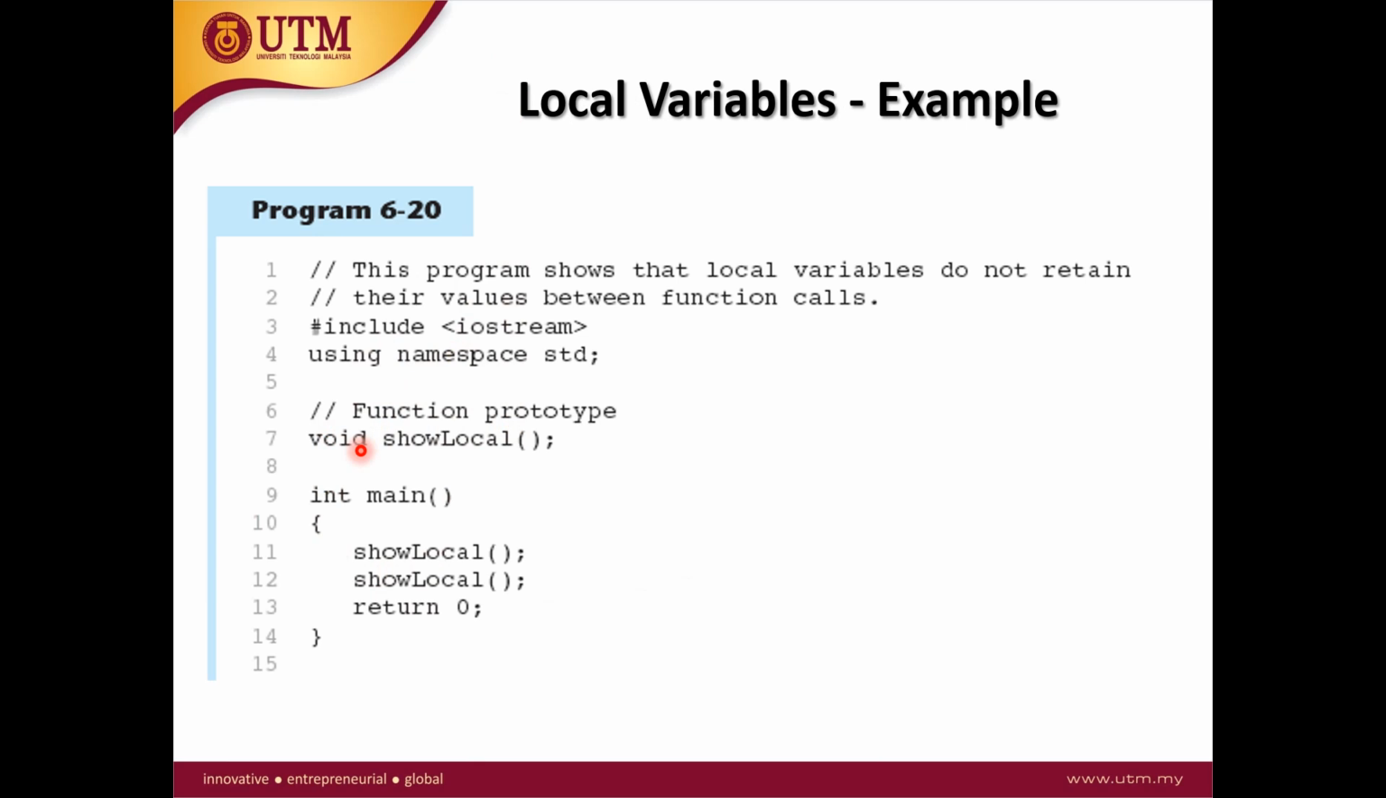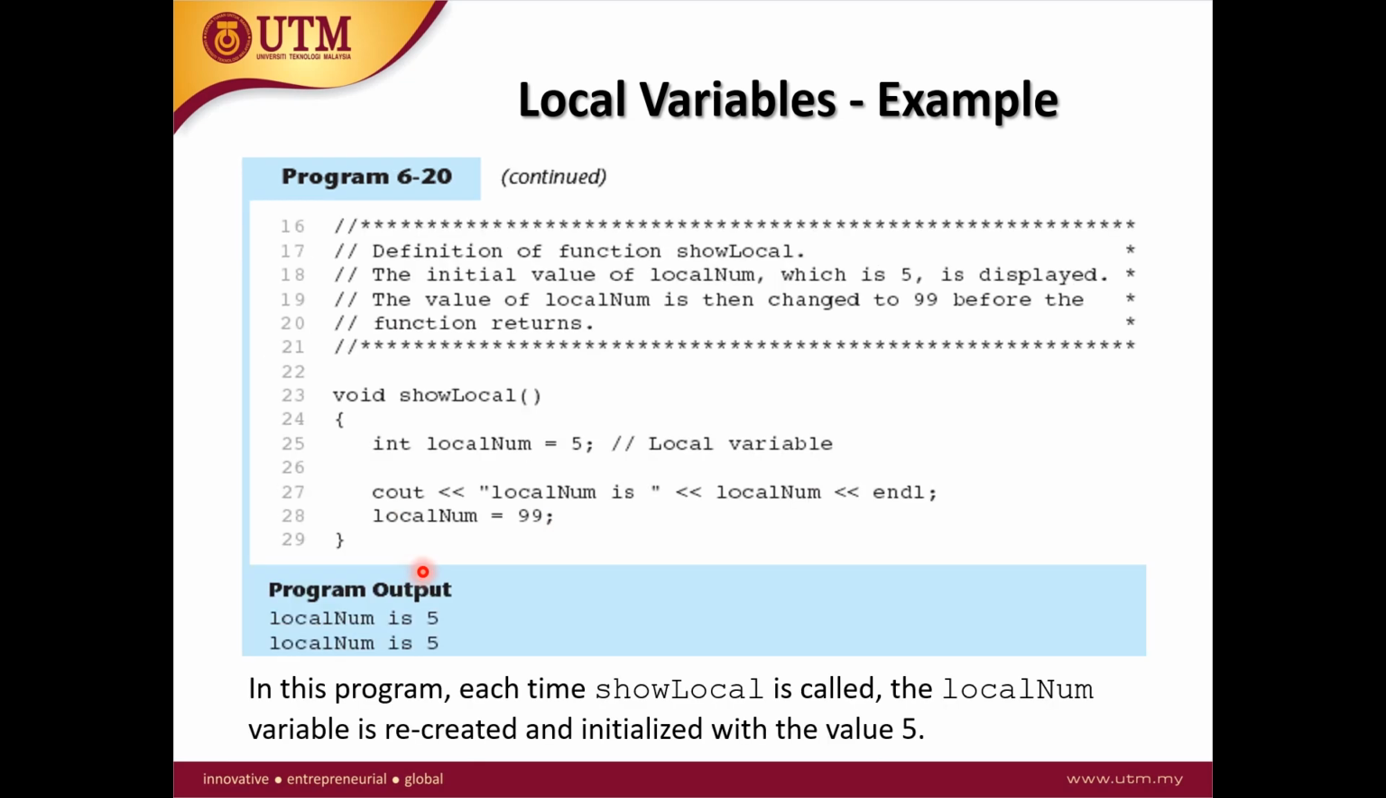Let's say we've got this program and we have a function which is void show local, and this is the function prototype. Inside the main function we are calling that function 2 times. Let's see what's inside that function. We've got int local num. This is a local variable, it's not a static local variable, it's only a plain local variable, and we have given it a 5, so 5 is going to be the value inside that function, and we are printing out that variable. Then we set local num to 99, so it's going to be updated to 99.